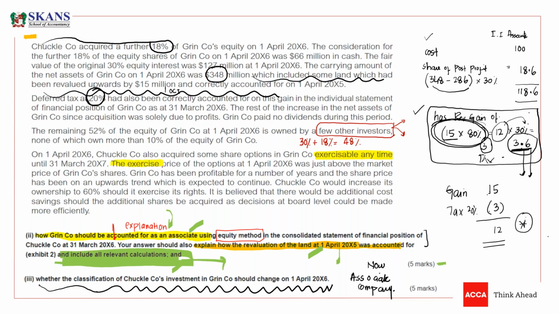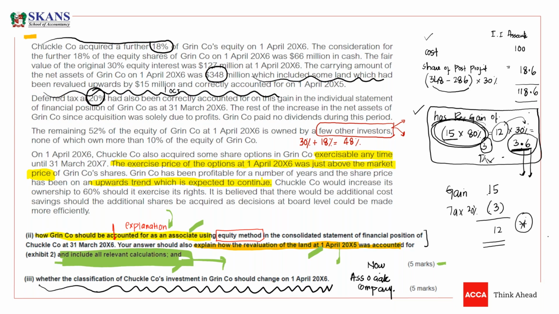At 1st April X6, the exercise price of the option was just above the market price. It means if the price is $50, they are offering us at $51. The exercise price means the price at which you can buy shares through the options. But they are saying the trend is upward and expected to continue. It means in some time the market value will increase and our exercise price will be less.